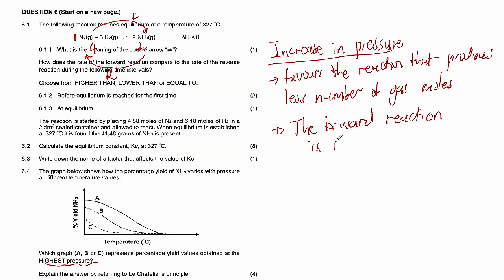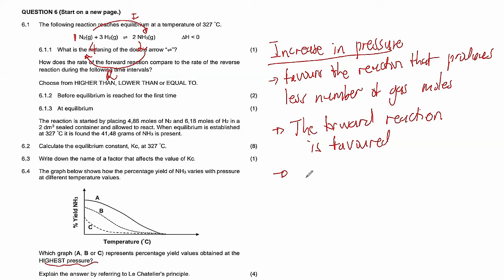is favored. Now, obviously, if the forward reaction is favored, that means the graph that will be producing the highest yield of NH3 would have to be the graph that represents the percentage yield that is obtained at the highest pressure. Because if we increase the pressure, we favor the forward reaction, that means if we further increase the pressure, we'll be getting more yield of the NH3, we'll be getting more products, right? Remember, favoring the forward reaction means that we are promoting the formation of more products, right?